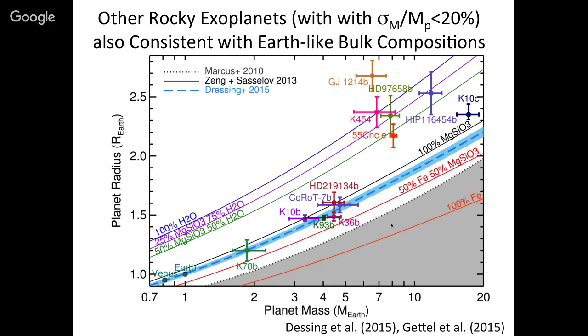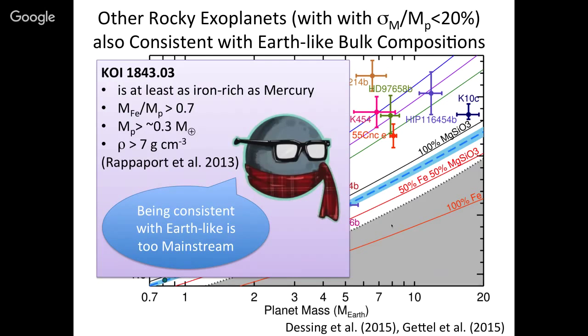Now, the second case study that I want to describe is a little planet called KOI 1843.03, and it kind of breaks this trend. It was also discovered in transit in Kepler data. And composition constraints from Rappaport et al. essentially show that it must be at least as iron-rich as Mercury. And Mercury's core accounts for around 70% of Mercury's mass. So let's dive in and explore this little planet in a bit more detail.